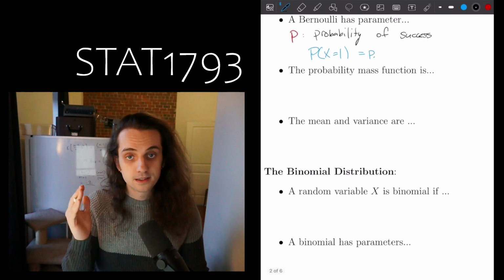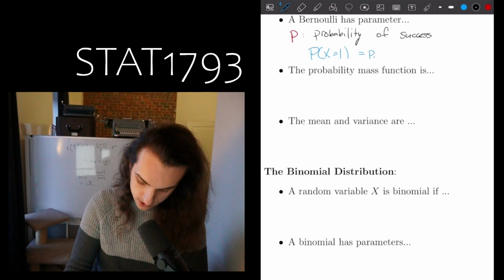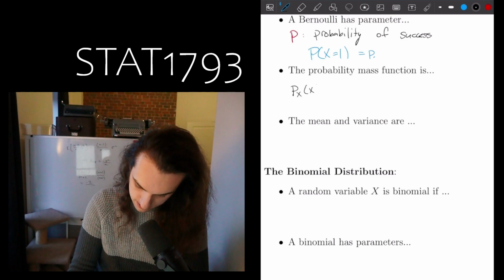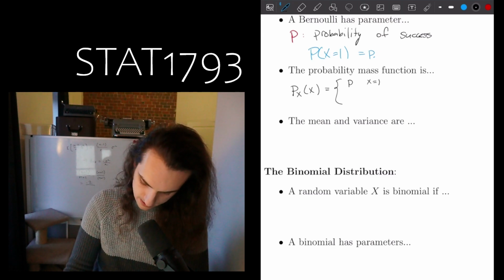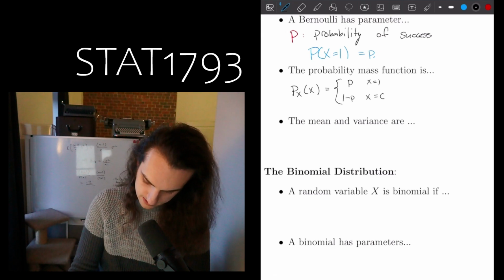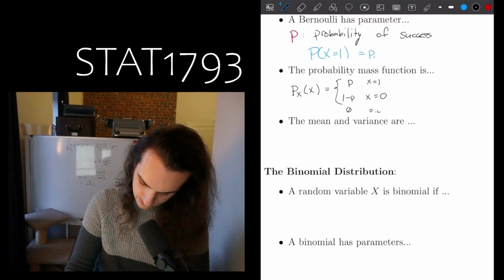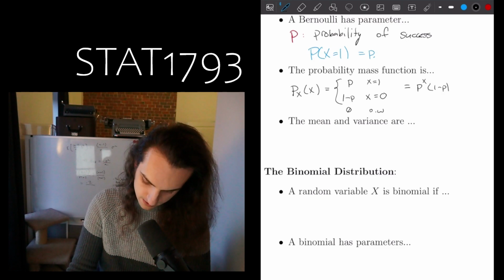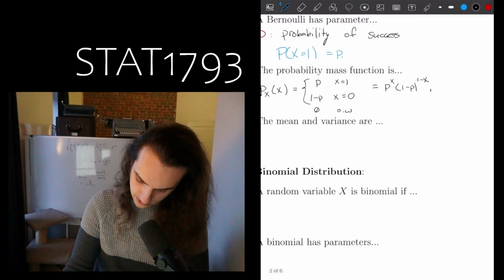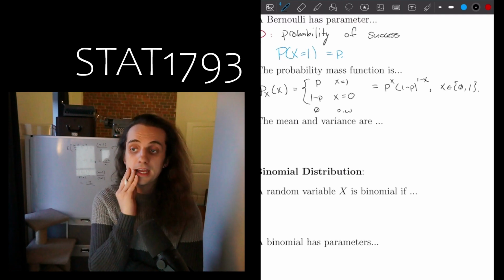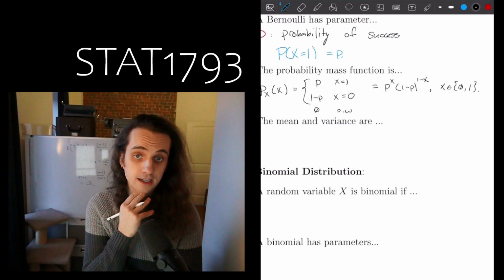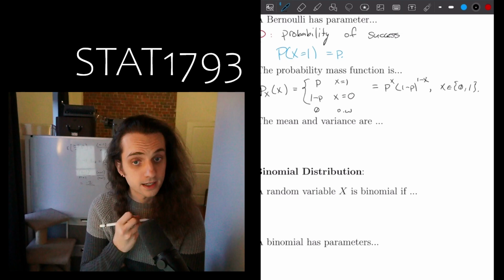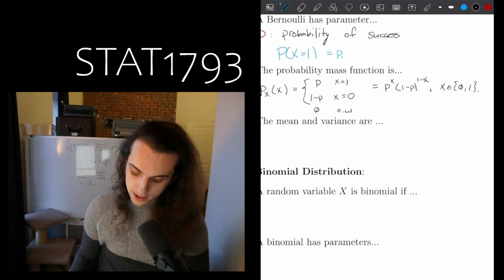Now, the probability mass function, we can write this out in two ways. The one way is to just note that it's going to be a probability of p for x equals 1, and it's going to be 1 minus p for x equals 0, and it'll be 0 otherwise. You might also see this written out as p to the power of x, 1 minus p to the power of 1 minus x, for x in 0, 1. These are exactly the same thing, because if you plug in a 1 here, you get p, and if you plug in a 0 there, then you get 1 minus p.